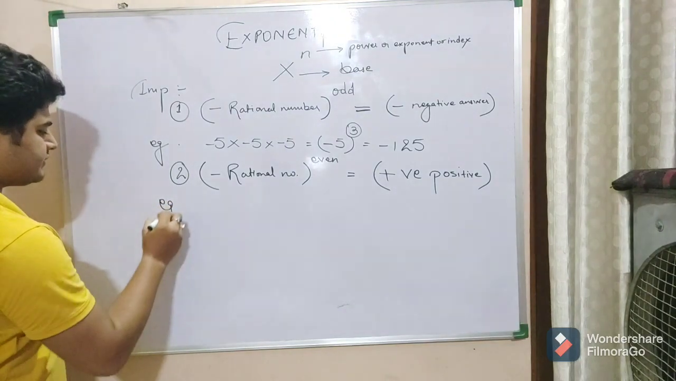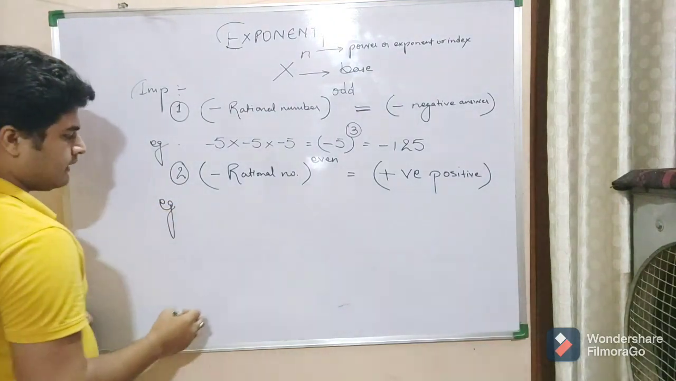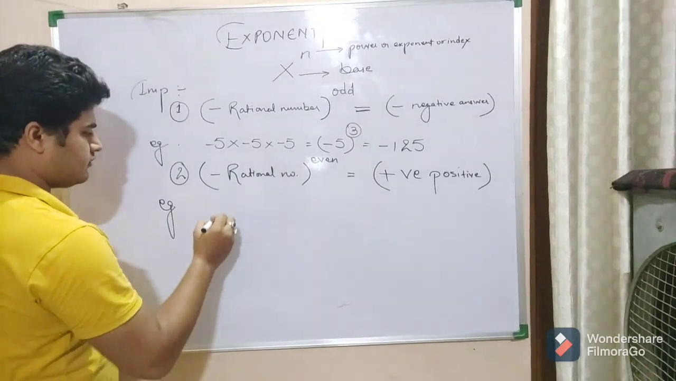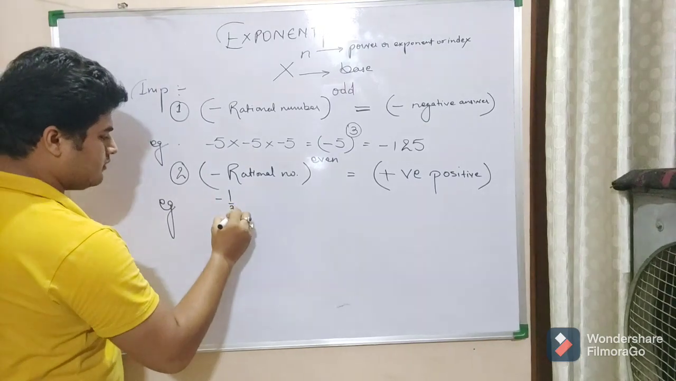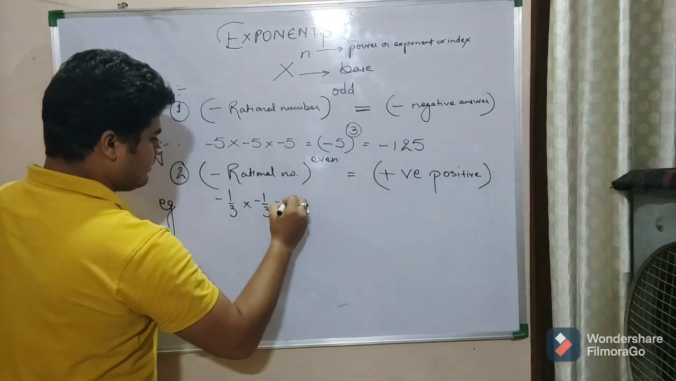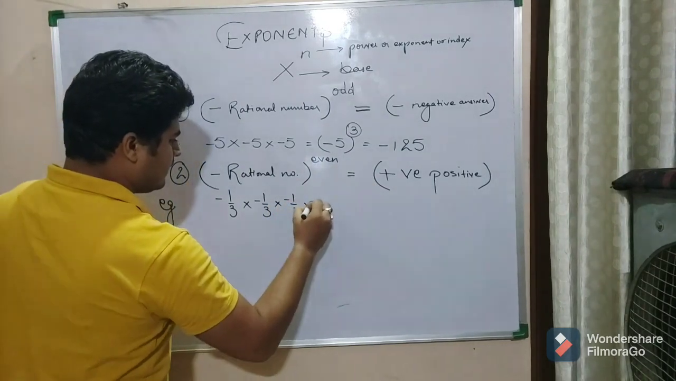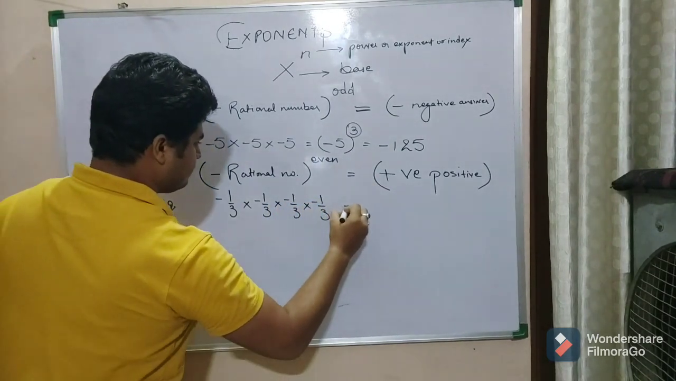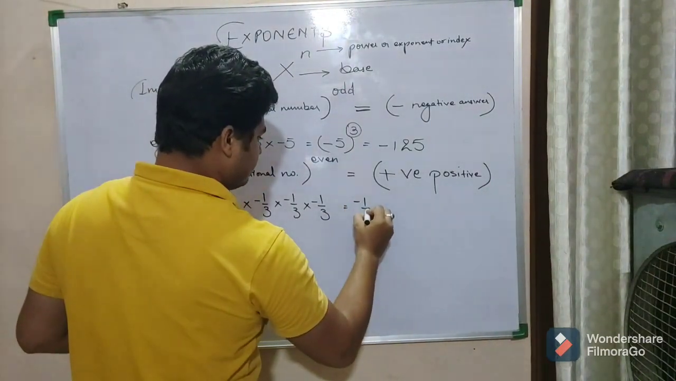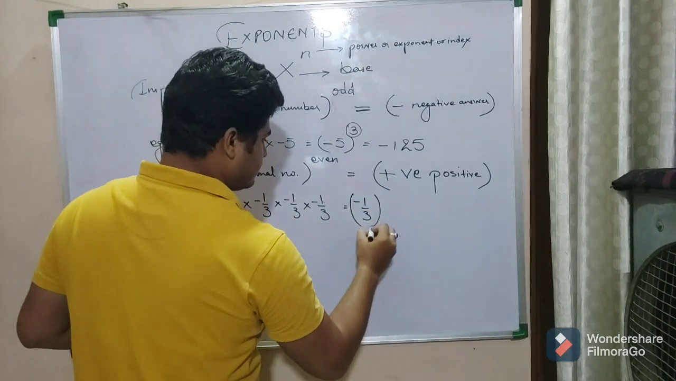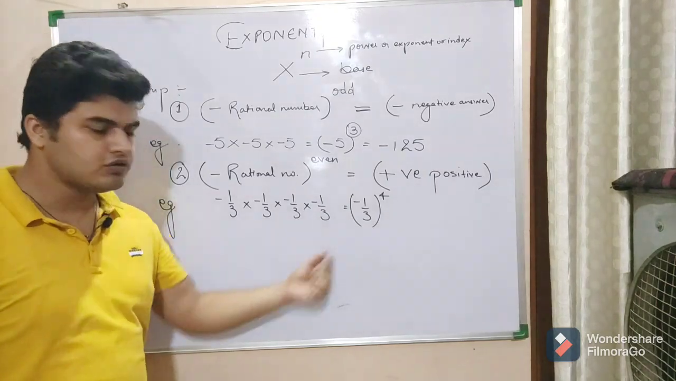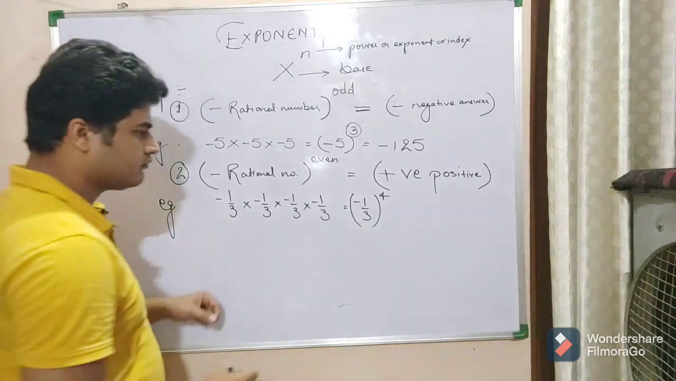Let's see an example. Let's take a fraction. So we take minus of 1 by 3 multiplied by minus of 1 by 3 multiplied by minus of 1 by 3, which means what? Minus of 1 by 3 whole to the power 4. How many number of times? 1, 2, 3, 4. So raised to the power 4.